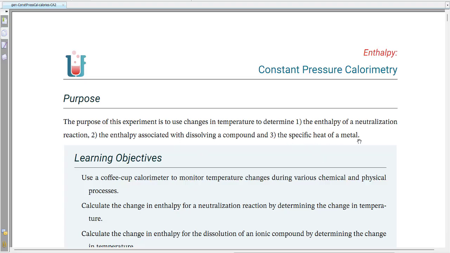And the third part is a specific heat of a metal. So you may remember that all materials have a particular constant, an intrinsic property that has to do with how their temperature changes as they absorb or release energy. Metals are no different. So we will measure the specific heat of a metal by immersing a hot piece of metal into a cool container of water, measuring the resulting temperature change of both the metal and the water, and then doing some math to calculate how that metal behaved.